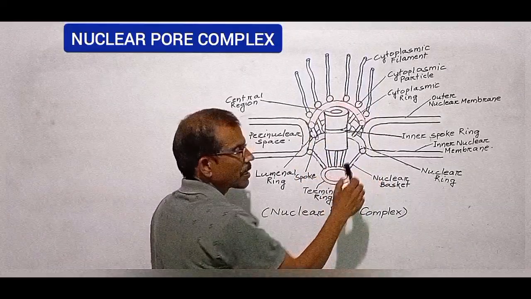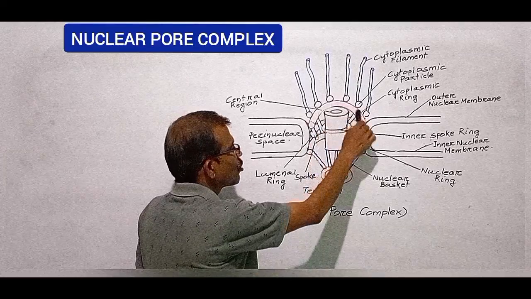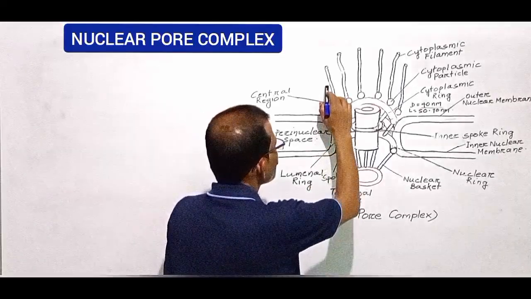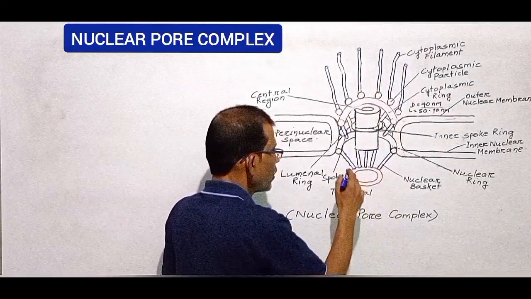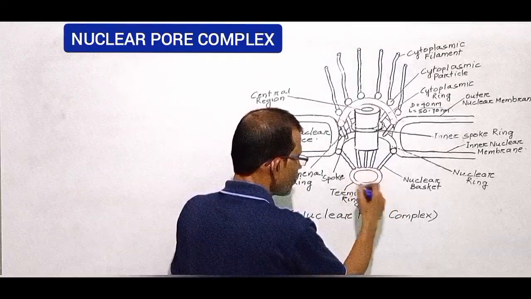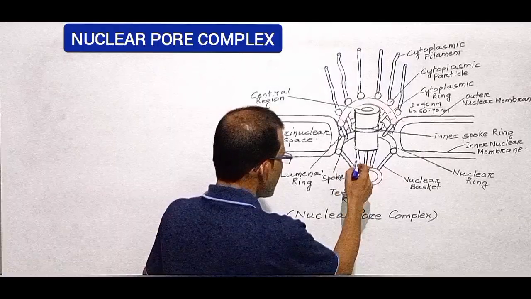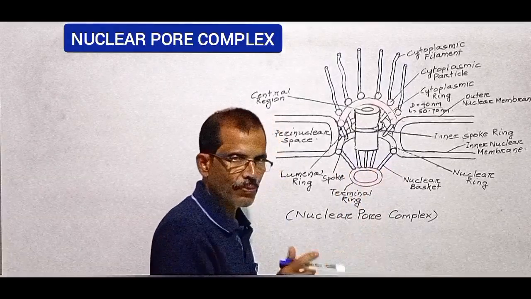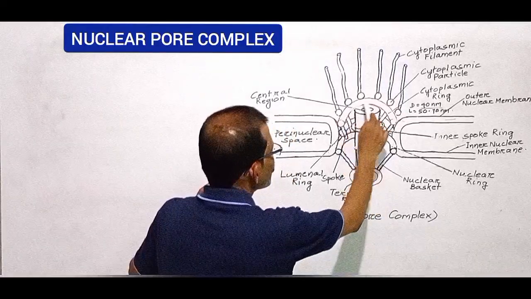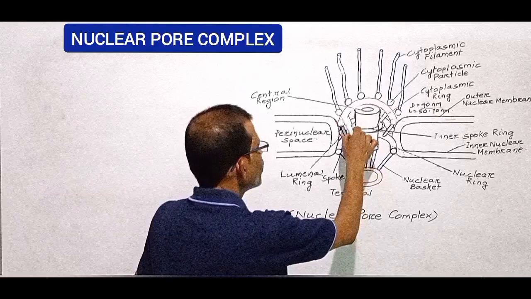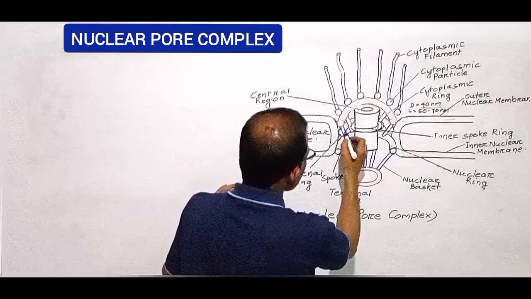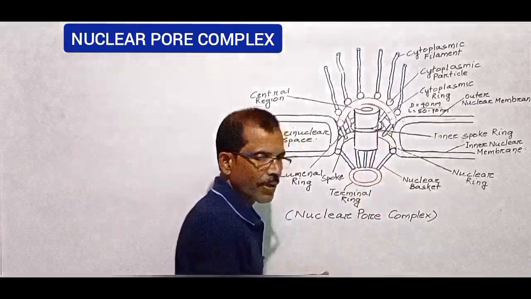Eight filaments project outwards from both the cytoplasmic ring and the nuclear ring. While the cytoplasmic filaments have loose ends, the nuclear filaments are joined at their outer ends by a terminal ring. This arrangement of the nuclear filaments forms a structure known as the nuclear basket. The cytoplasmic ring is associated with numerous surface particles which are inactive ribosomes. These are the spokes that connect different rings.